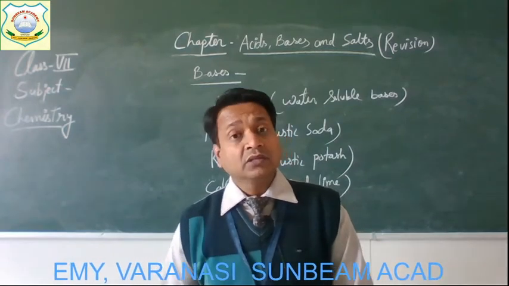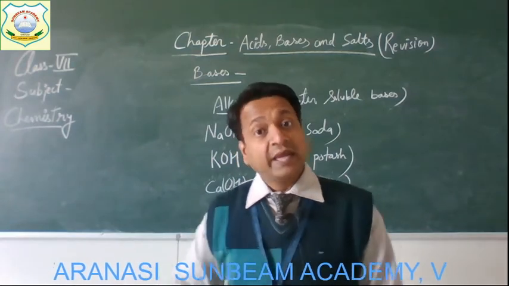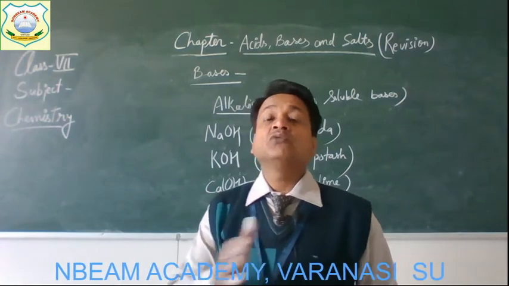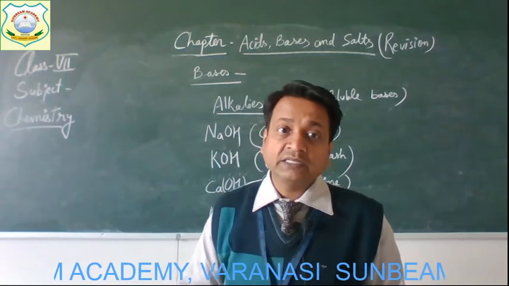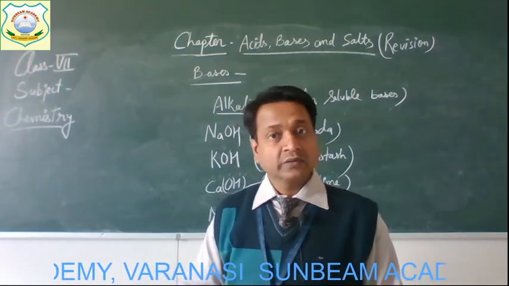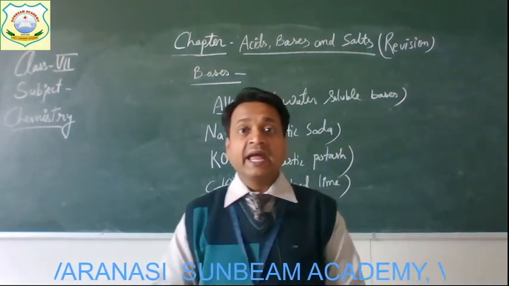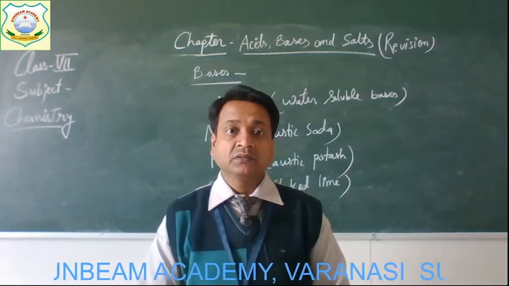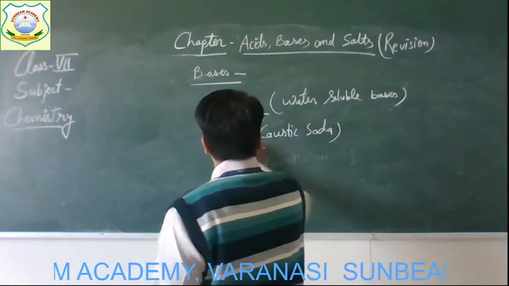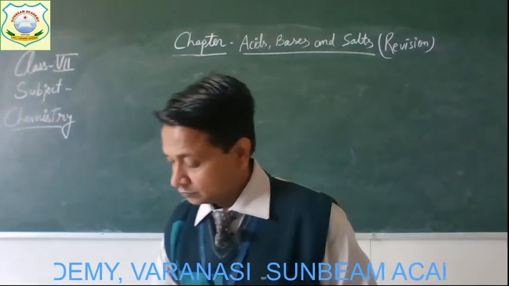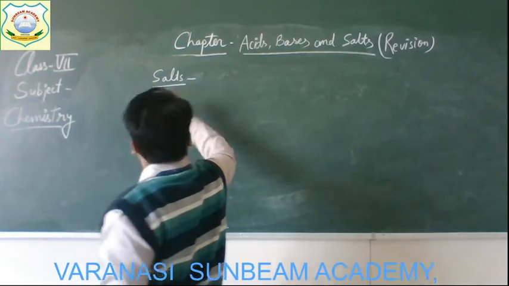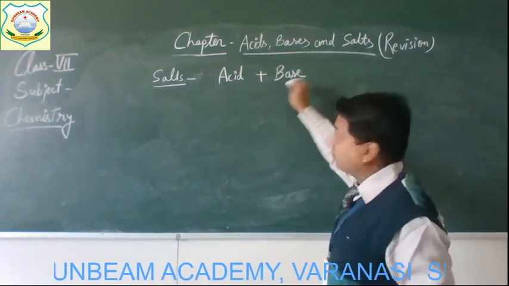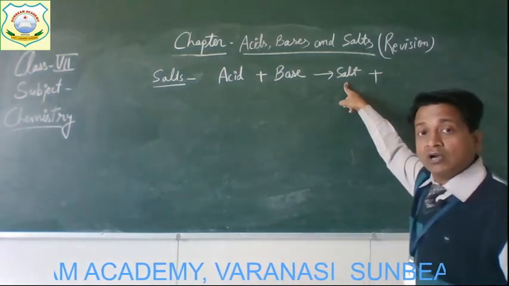Alright, children? Now the third part is salts. We have discussed acids and bases. When these two react together, they neutralize each other by their chemical properties, and a salt and water are formed. Get it? So you can say that salt is formed when an acid and a base react together. As a result of this chemical reaction, salt and water form. So salts form when an acid reacts with a base, and along with the salt, water also forms.